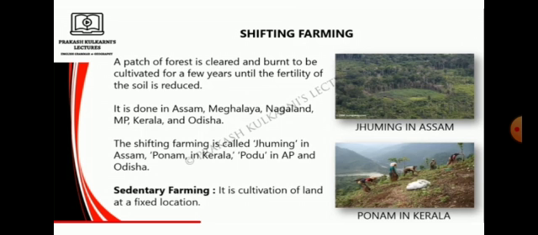That is shifting farming. In this type of agriculture, a part of the forest is cleared and burned to be cultivated for a few years until the fertility of the soil is reduced. The land is then abandoned and new forest areas are cleared and burned for cultivation. It is practiced by the tribals in the forest area. Which are the areas? Assam, Meghalaya, Nagaland, Madhya Pradesh, Kerala and Odisha.